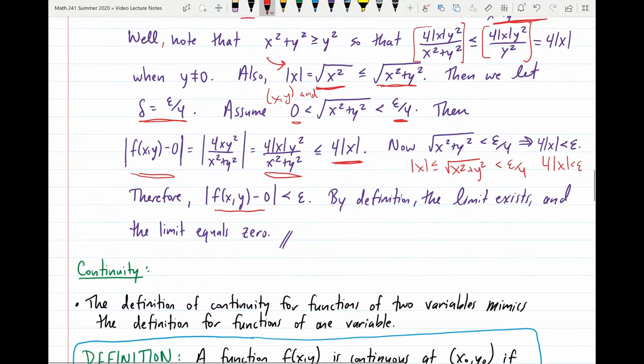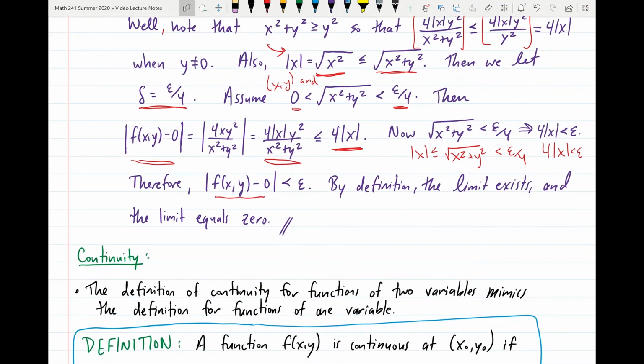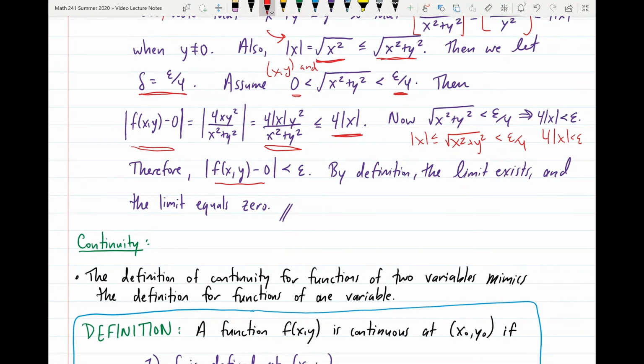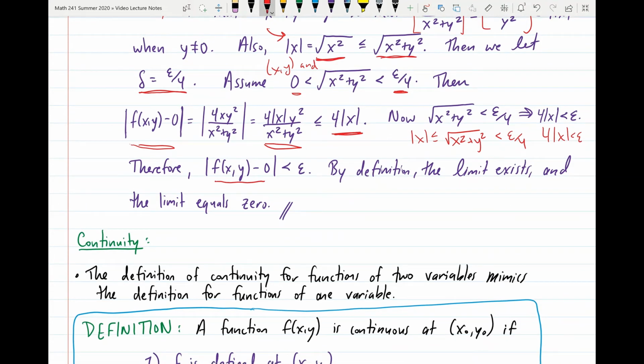So we picked a delta, which happened to be epsilon over 4, such that if the distance from our point to the origin is between 0 and epsilon over 4, then the distance from f of (x, y) to 0 is less than epsilon. And for this reason, by definition, the limit exists and the limit is equal to 0.